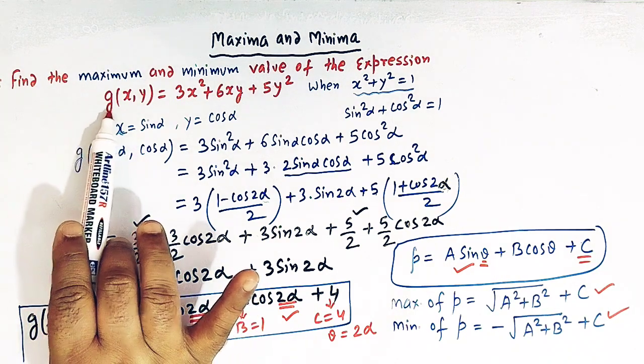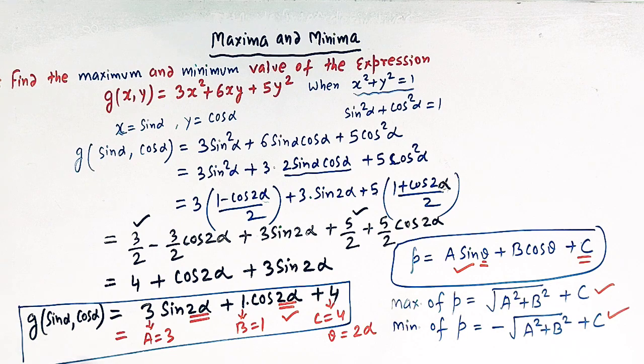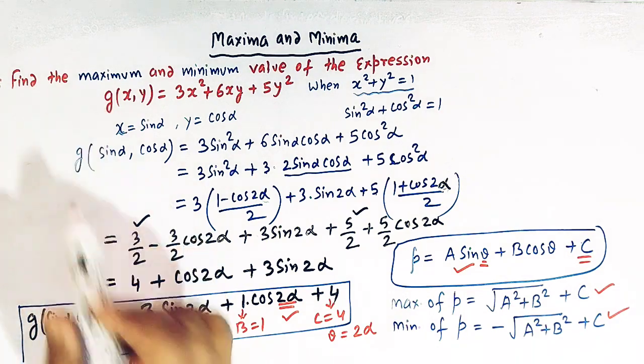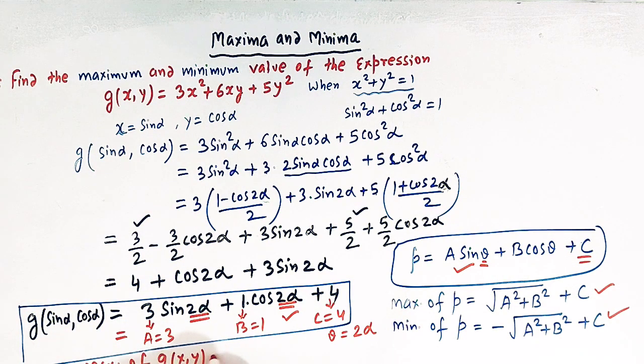So now we can make use of this result to get the maximum and minimum of this function, that is g of x comma y, right? So the maximum of this function g of xy is given by square root of A square plus B square. So A is 3 and B is 1. So we have 3 square plus 1 square, plus here we have the term C. So we can now write 4. So this is 3 square is 9, 9 plus 1, 10. So we have square root of 10 plus 4, right? So the maximum value of g is the square root of 10 plus 4, right?